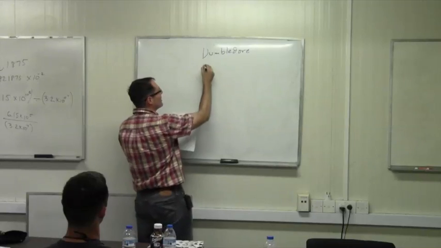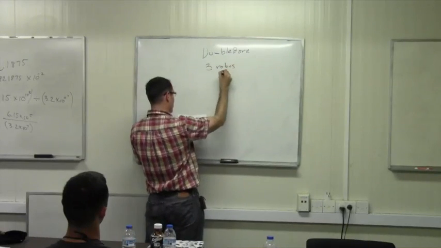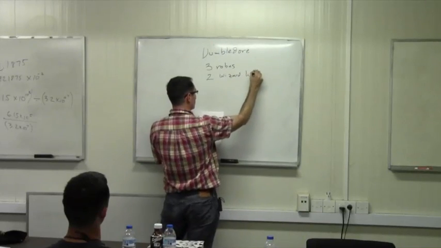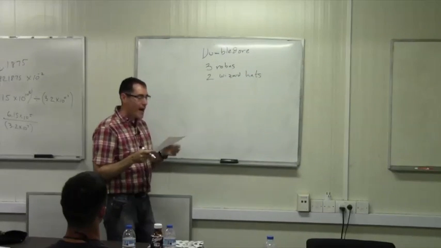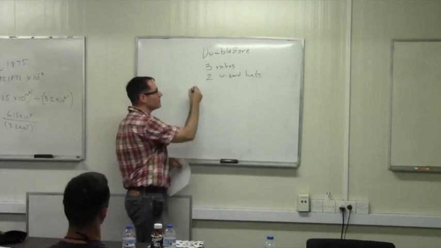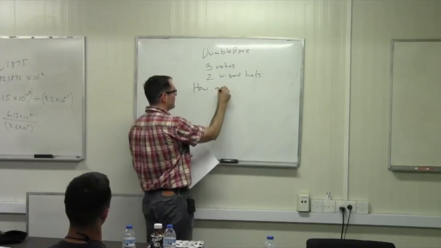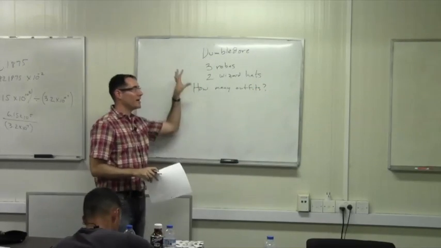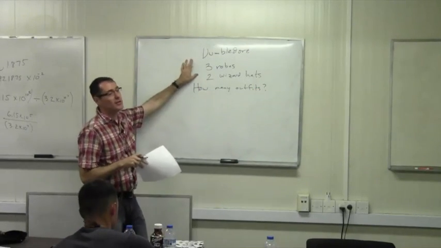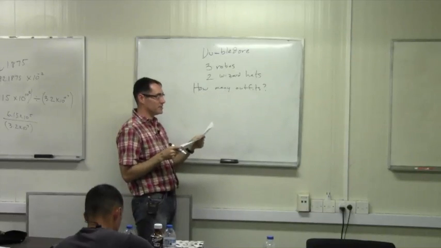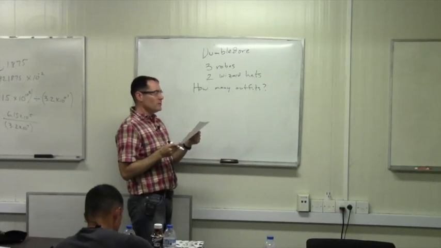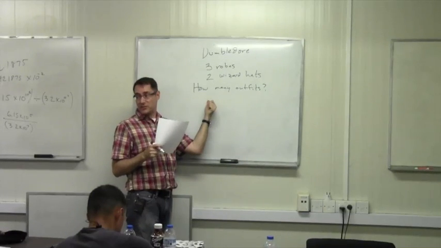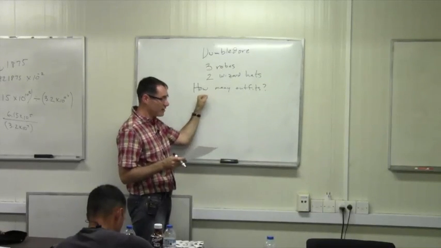All right, Professor Dumbledore has 3 robes and 2 wizard hats. Okay. How many outfits can he put together? How many outfits? And by the way, we'll get to this problem later when we do probability, a little bit later in the year, in the semester. What are we looking for? We're looking for the number of outfits, which is a number, right? We're just looking for a number.